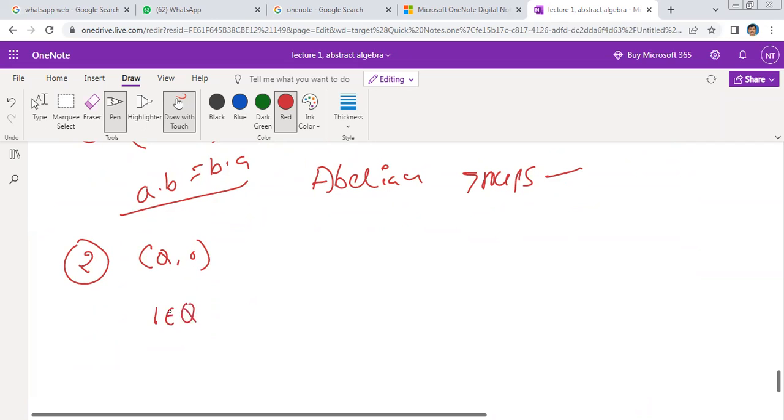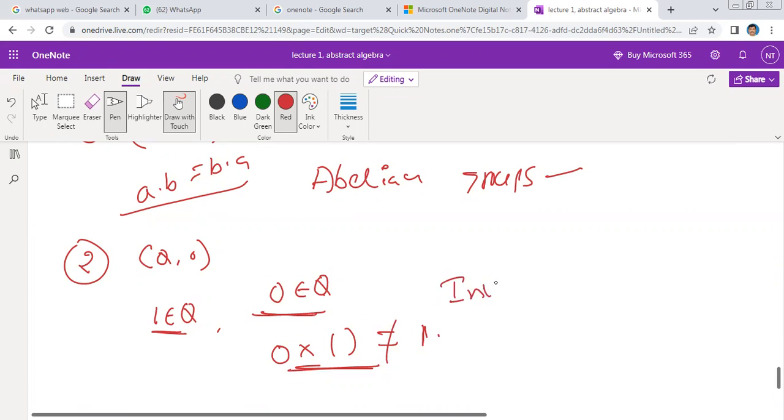1 belongs to Q. Dummy element is 1 under multiplication. But Q contains 0. 0 belongs to Q. What is the inverse of 0? Not exist. For which element can we multiply with 0 and get 1? Is it possible? No, 0 multiplied with any number is not equal to 1. Therefore, inverse does not exist for 0.